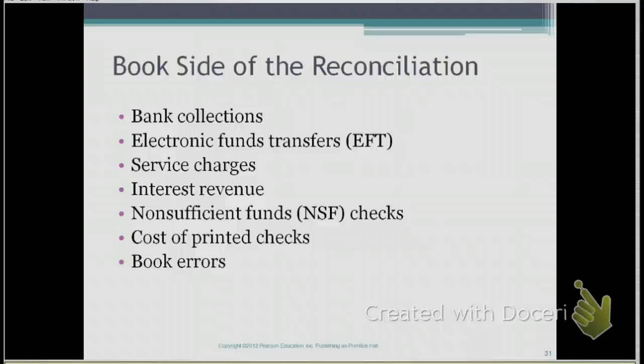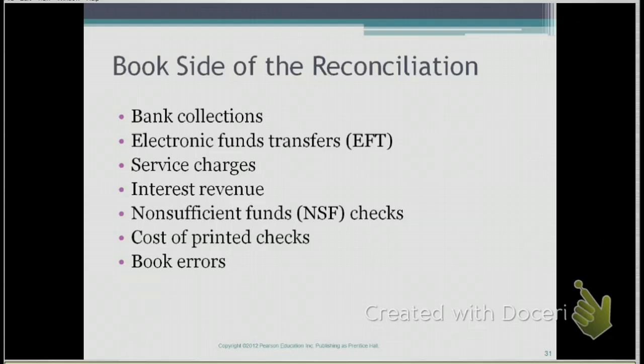Service charges: any service charges that the bank puts to the company will be shown on the bank statement. Interest revenue: any interest that the bank pays the company will be shown in the bank statement. And non-sufficient funds checks. These are what we call hot checks. This is where a customer gives us a check and there's not enough funds in the customer's bank account. So the bank returns that check and takes that money away from our account. Then, if we printed checks, any cost of printed checks, and then any book errors.